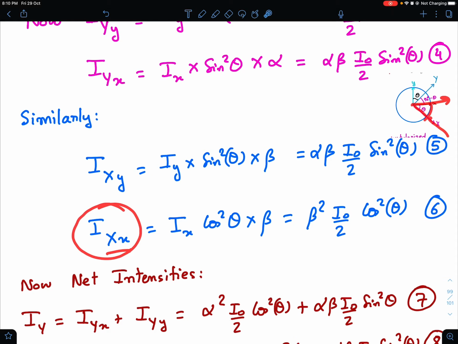Similarly, I capital X small x. This is capital X, this is small x, and again this angle is theta.